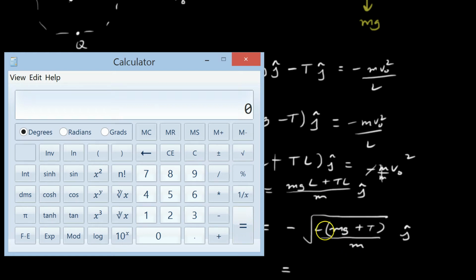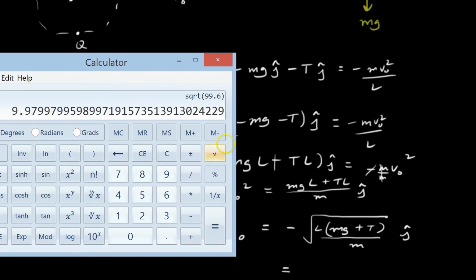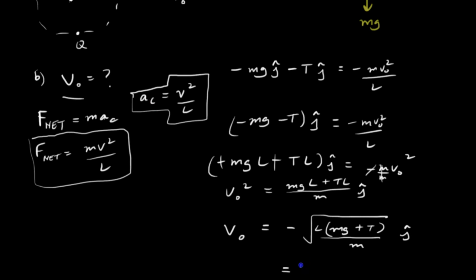Okay, let's see. Let's do L after. What's M? M is 0.5 times, what's G? G is 9.8, plus, what's T? T is 20 newtons, times L. What is L? L is 2 meters, divided by 1/2, 0.5, is equal to, square root of that. There we go. I don't know what I did before. So 9.98 meters per second, which rounds to 10. You know what, let's put 9.98 for more accuracy.